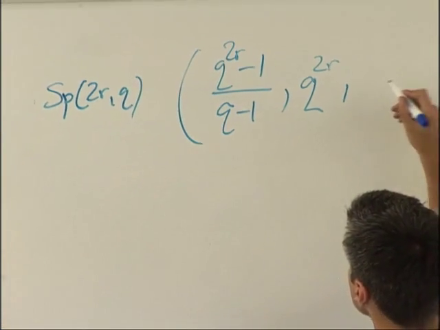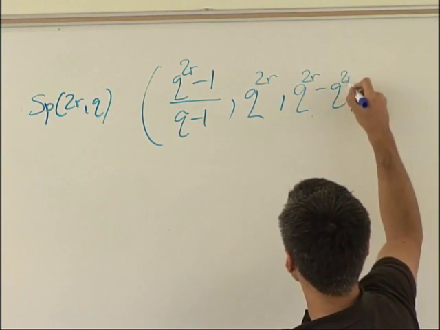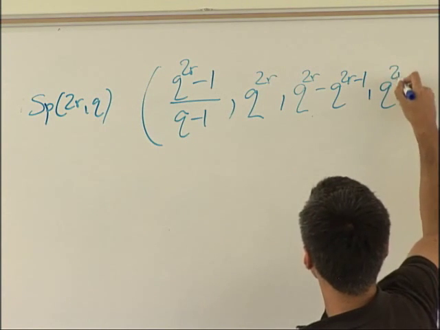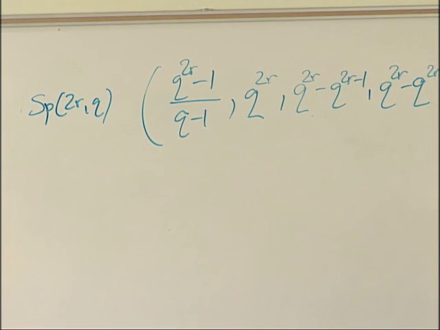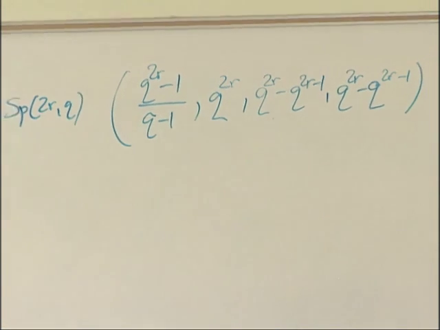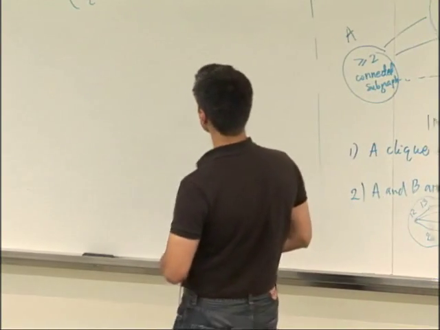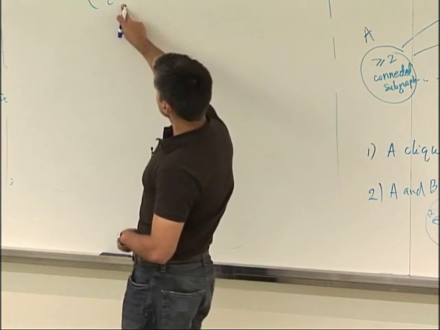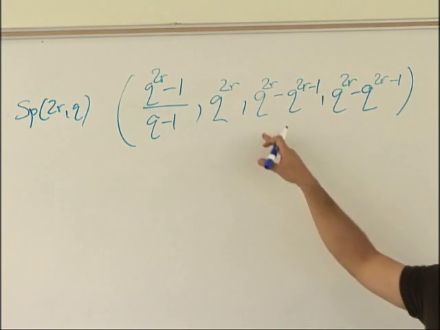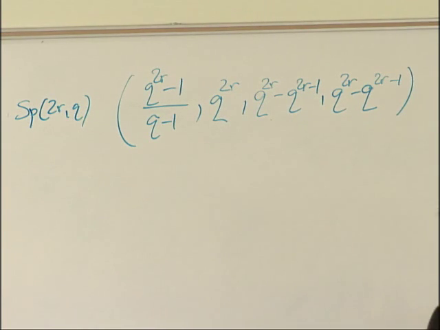K is Q to the 2R. Lambda and mu are the same, and they're Q to the 2R minus Q to the 2R minus 1. This is basically inclusion-exclusion, something very simple using dimension arguments. It's not very complicated. So this is a very dense graph. Here you have about Q to the 2R plus something a bit smaller, and it's a very, very dense graph.